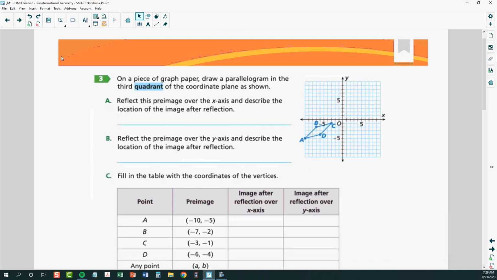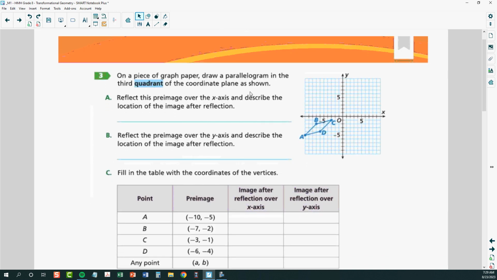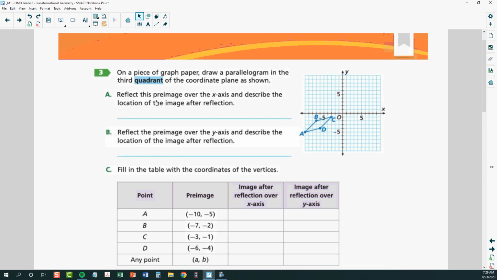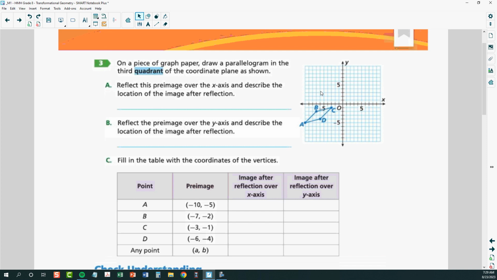All right, now page 24 here. On this piece of graph paper right here, can you draw a parallelogram? Okay, coordinates shown. Reflect the pre-image over the x-axis and describe the location. So what I'm going to do right here, I'm going to draw this over my x-axis. Go ahead and do that. Then draw it over your y-axis and explain what happened. So I will pause.